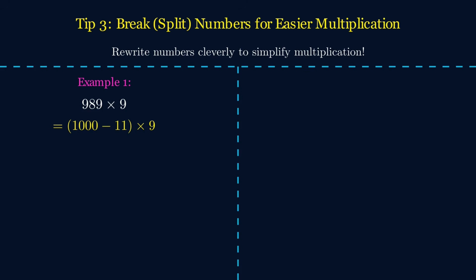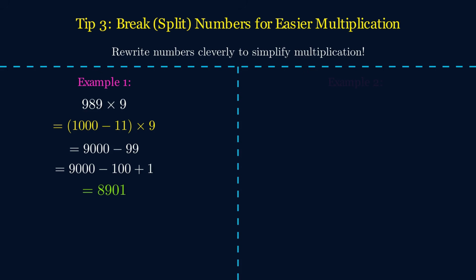989 is just a little less than 1,000, so let's rewrite it as 1,000 minus 11. Now multiply. 1,000 times 9 equals 9,000, and 11 times 9 equals 99. Since it's 1,000 minus 11, we subtract that 99 from 9,000. 9,000 minus 99 gives 8,901. You can even see it as 9,000 minus 100 plus 1. Same thing. So 989 times 9 equals 8,901.